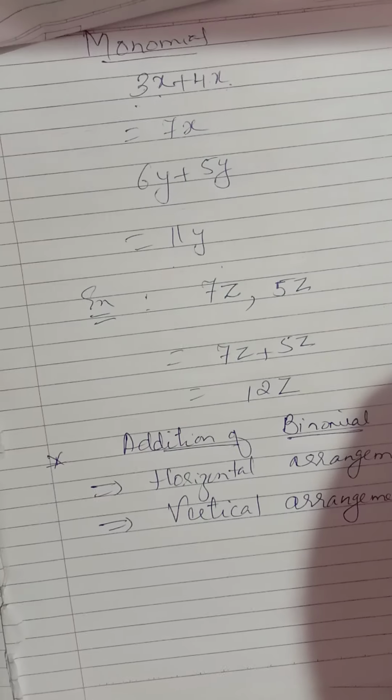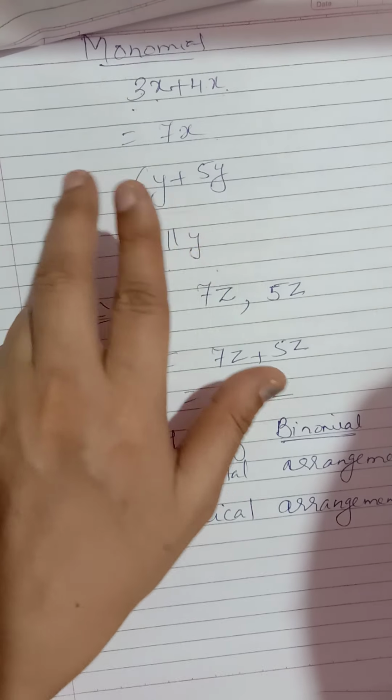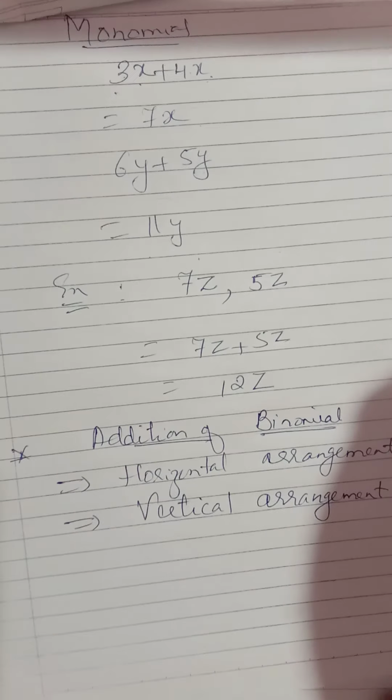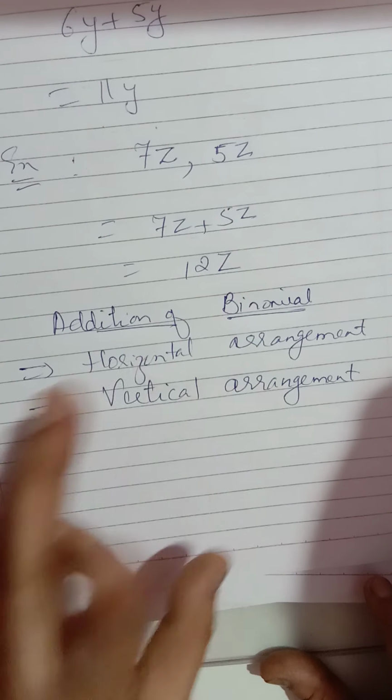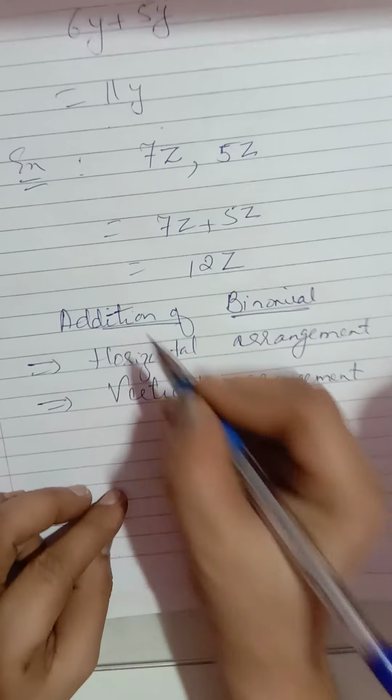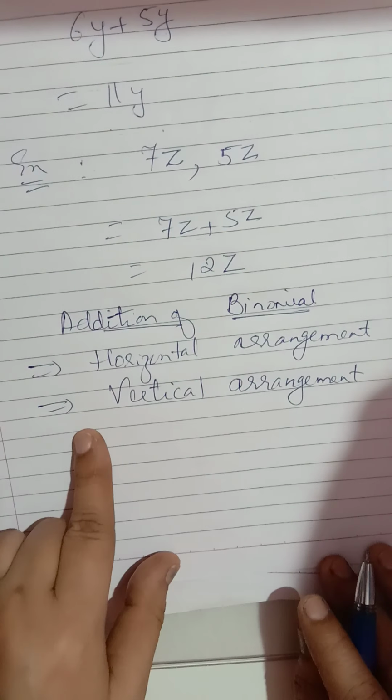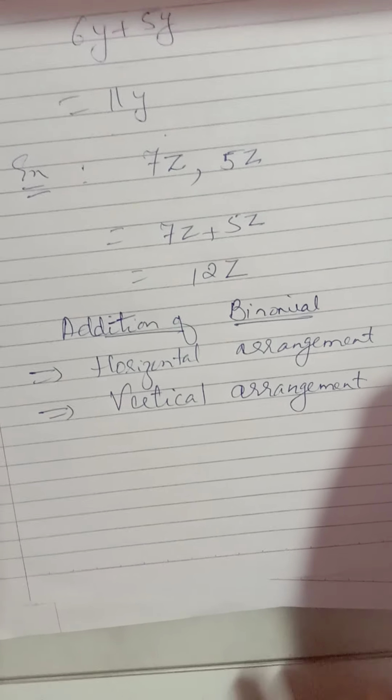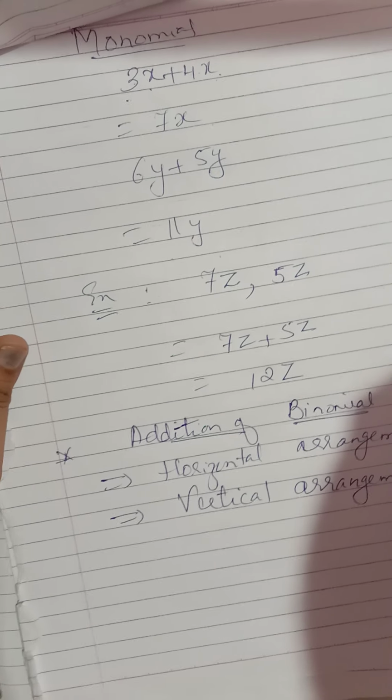Okay, so addition of monomials is very simple, you are just adding both the monomials. But for addition of binomials, there are two ways. The first one is horizontal arrangement and the second is vertical arrangement. So let me explain both arrangements through examples.